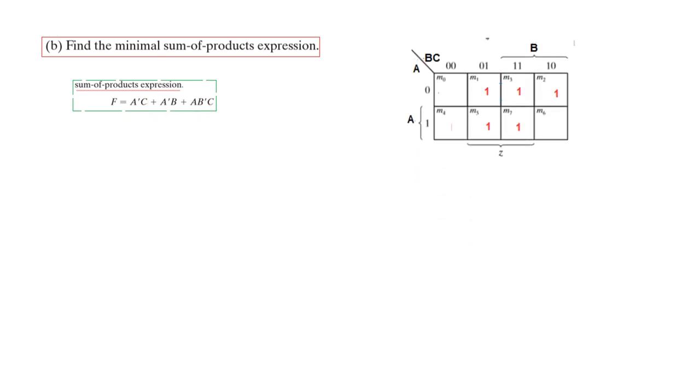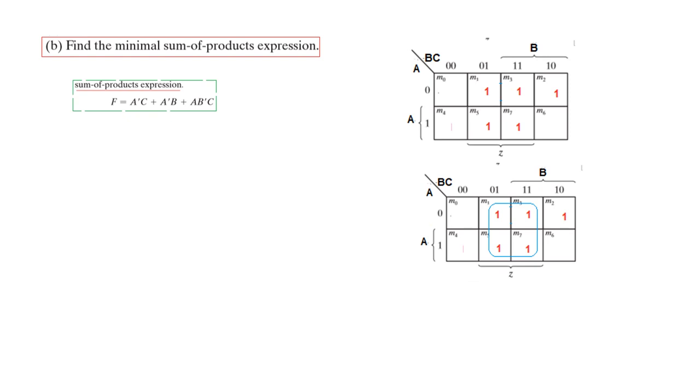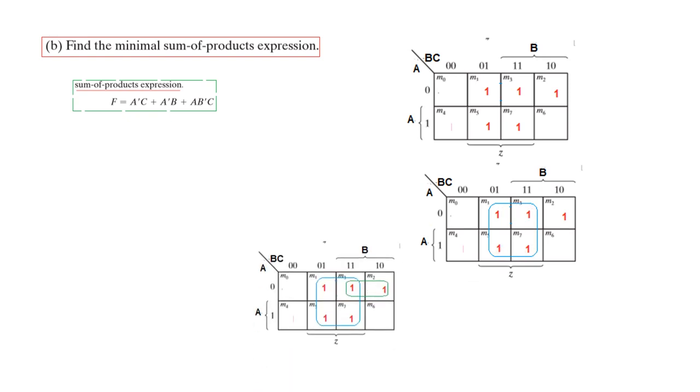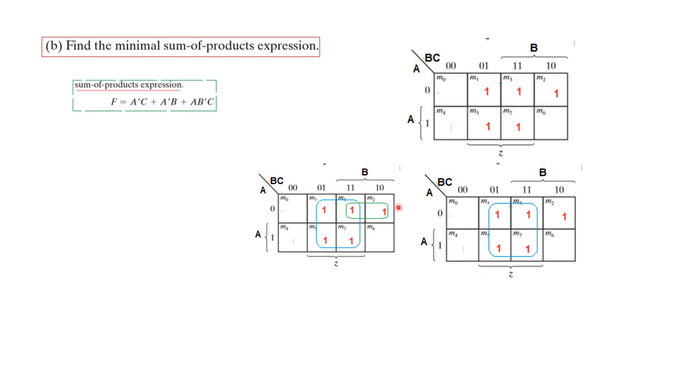Now the second part, find the minimal sum of products. That means we have to now simplify with the help of a K-map. You know, a sum of product is written like this. So this is the K-map that we have, and you can see very easily we can simplify. We can make a 4-box loop here, and we can make a 2-box loop here. So this is the 4 loop, and this is the 2 loop.